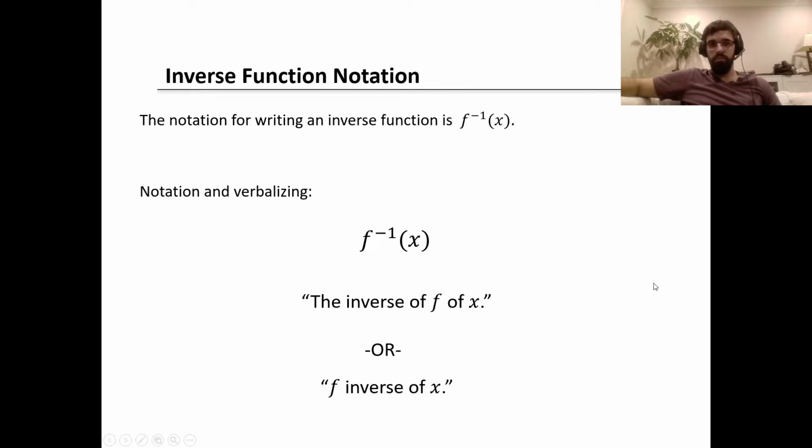So some notation for writing inverse functions. We write the function f, and then it's not an exponent, but we write it as if it looks like an exponent. So it'd be f with a superscript of -1, of x. Two ways to say it. We could say the inverse of f of x, or more quickly, we could say f inverse of x. And I'll probably say the two interchangeably.